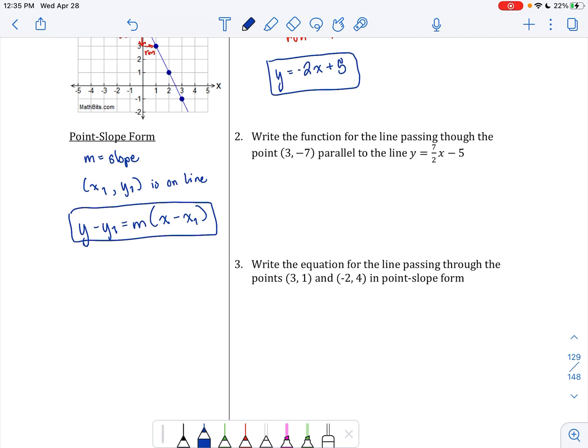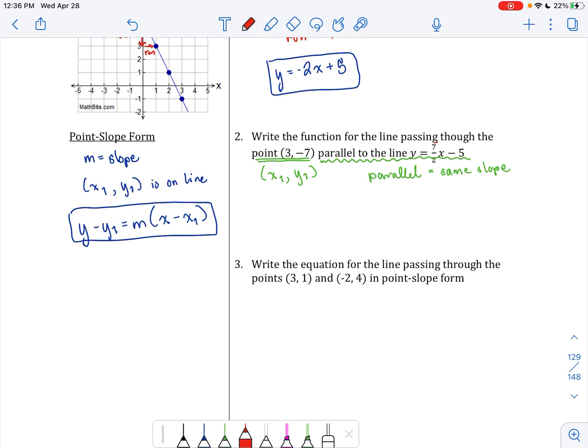So let's look at how to use it. Write the function for the line passing through the point 3, negative 7, parallel to the line y equals 7 over 2x minus 5. So if you are given the point, you're like, okay, this is my point on the line. This is my x1, y1. And then we want to look at the other information to tell our slope. Parallel lines have the same slope. So we can borrow the slope from this line and use it in our function.